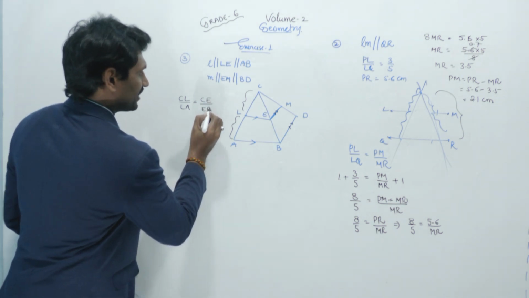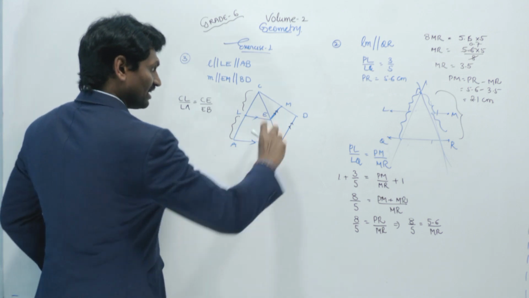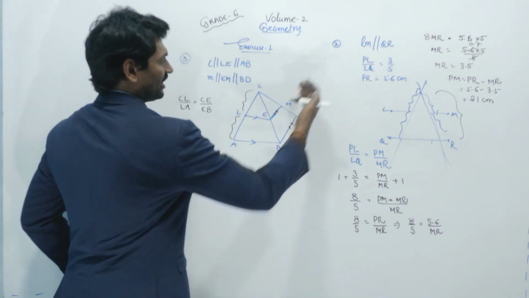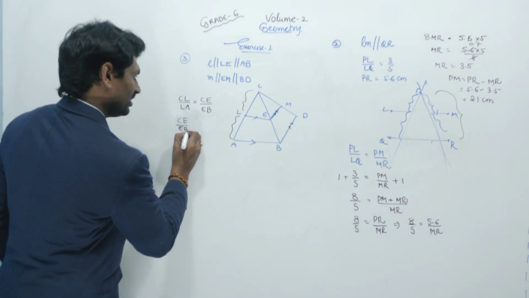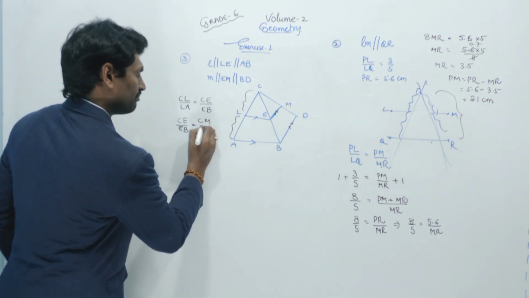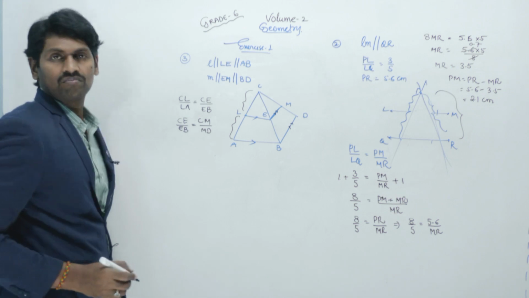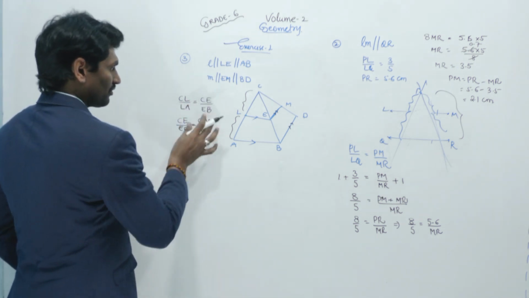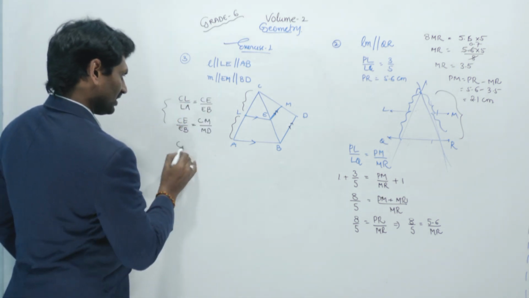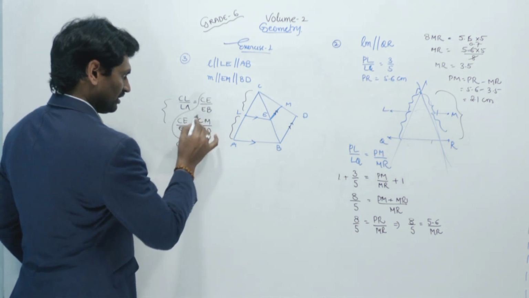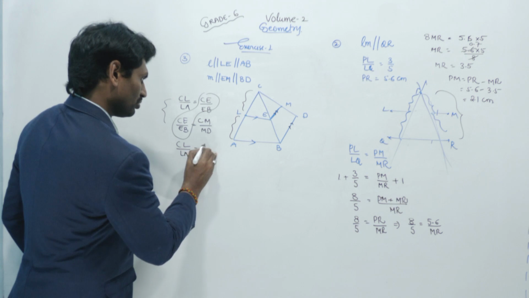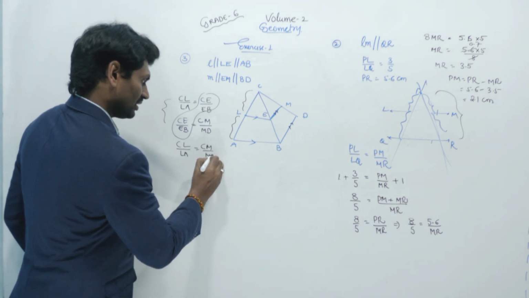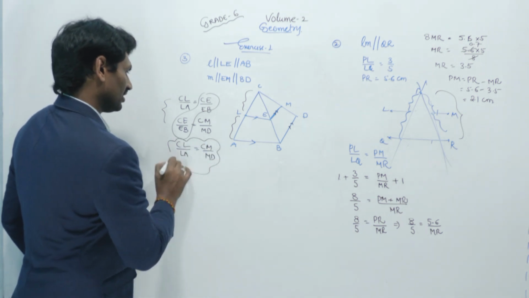EB. CE by EB. And in the same way, if you take this side, CE by EB equals CM by MD. So from these two concepts we can write that these two are equal, so we can equate the remaining: CL by LA equals CM by MD. So this is our required answer.